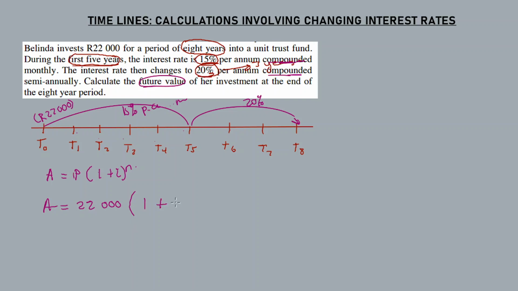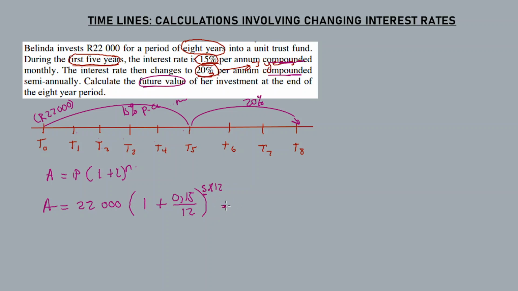1 plus 0.15 divided by 12, since it's compounded monthly, raised to the exponent for how many years? 1, 2, 3, 5 years. So it's 5 times 12. This is for the first 5 years.